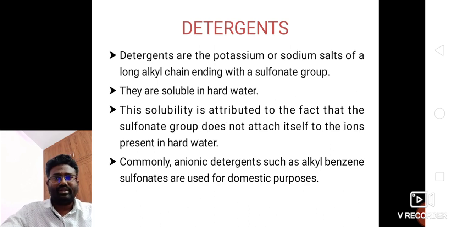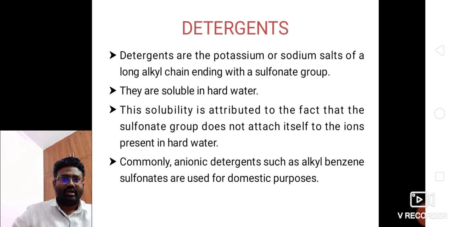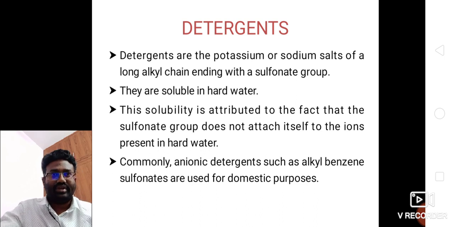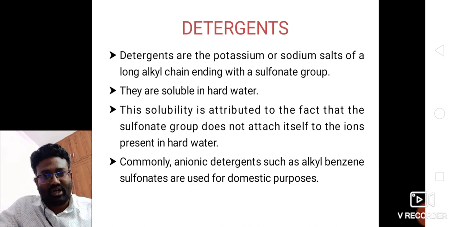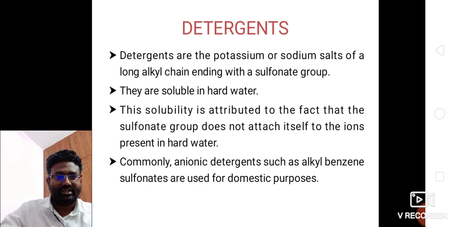Detergents. The detergent surfactants are better solutions when it comes to cleaning purposes, since hot water does not have any effect on them. The detergents today are much better liquid solutions for cleansing purposes. The solubility is attributed to the fact that the sulfonate group does not attach itself to the ions present in the hot water. So commonly, anionic detergents such as alkyl benzene sulfonates are used for domestic purposes.